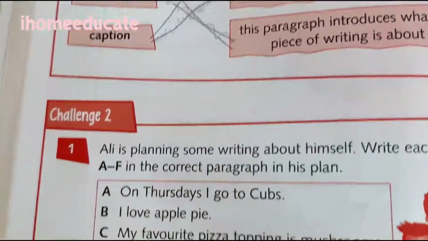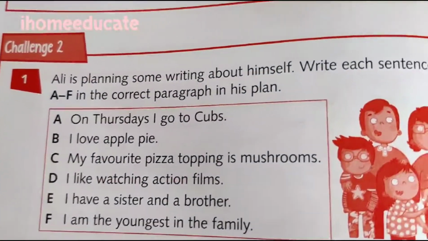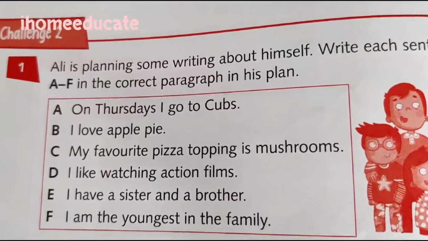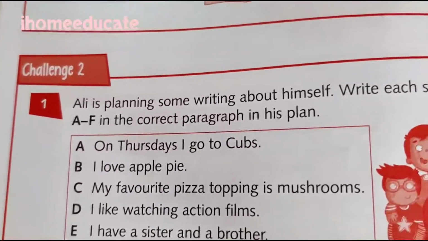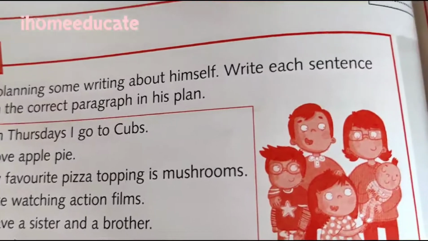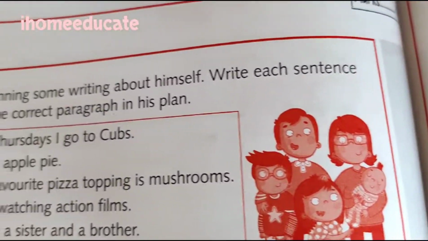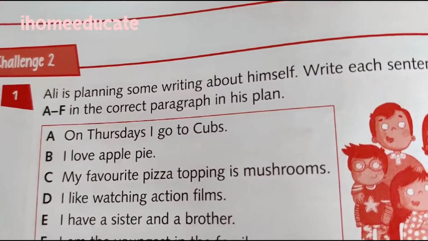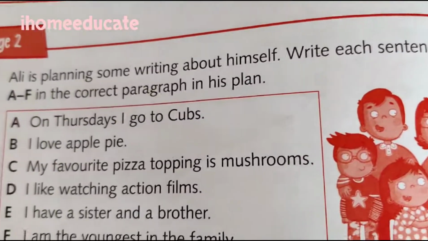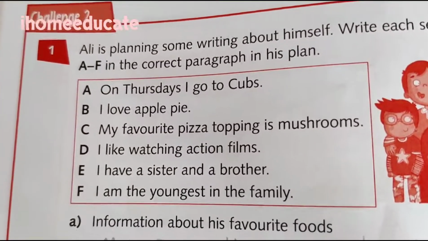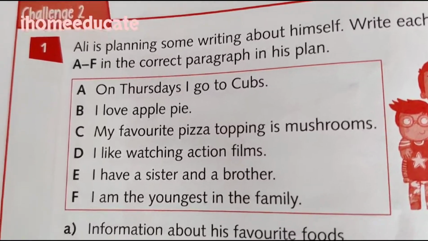So now in challenge 2, Ali is planning some writing. Ali is planning some writing about himself. Write each sentence A to F in the correct paragraph in his plan. So this is his agenda, what he's going to do today.